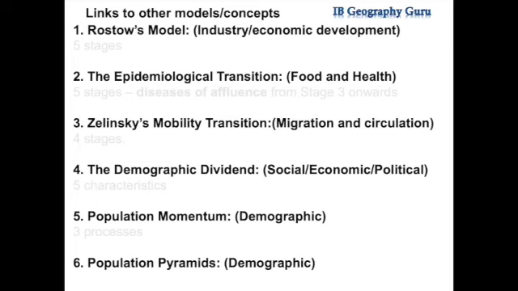And then population pyramids, which align also with the demographic transition model on the basis that there is a different shape for each different stage. So, for example, the traditional pyramid shape we would normally associate with stage 2, a top-heavy pyramid shape would normally be stage 4 or 5 of the demographic transition model.